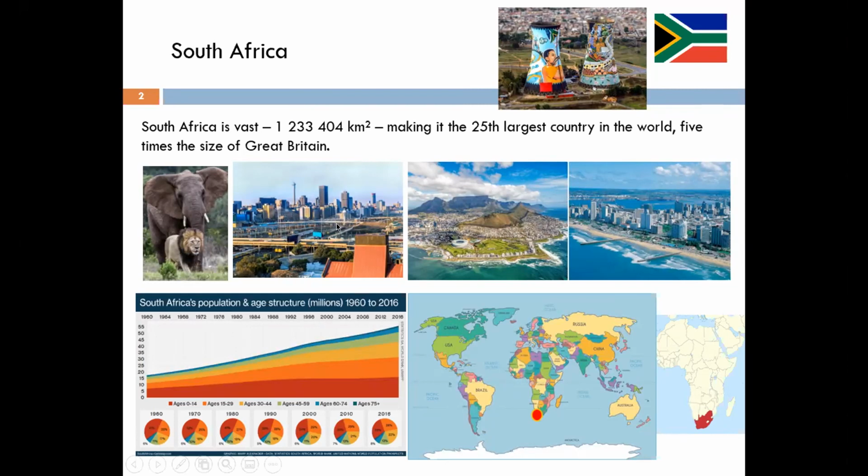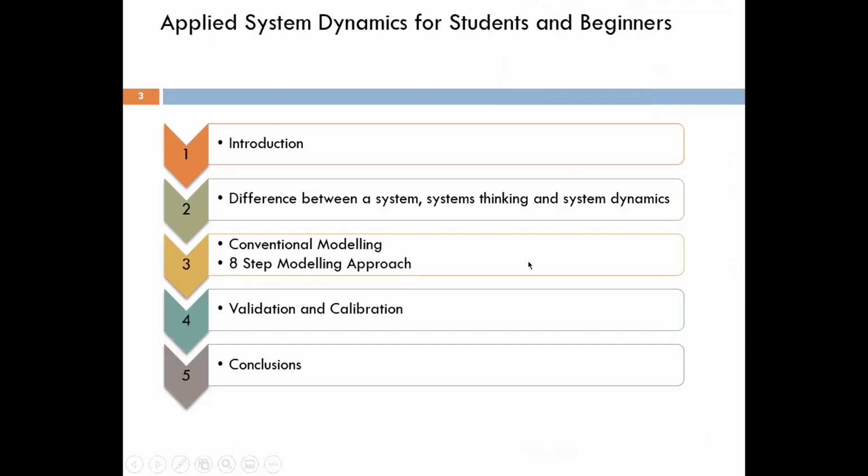Here on the slide, you can see some of our beautiful cities. We have the city of Johannesburg, which is in the Gauteng province. We have the city of Cape Town, which is in the Cape province. We have the city of Durban, which is in KwaZulu-Natal. And those are just 3 of our 9 provinces. So that's enough about South Africa. I hope I sold a little bit of the country to you.